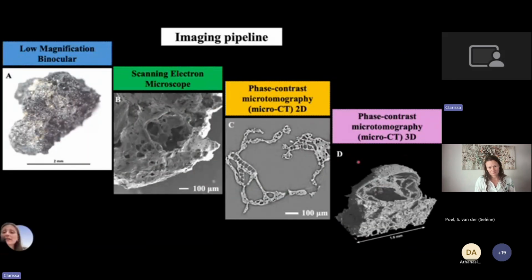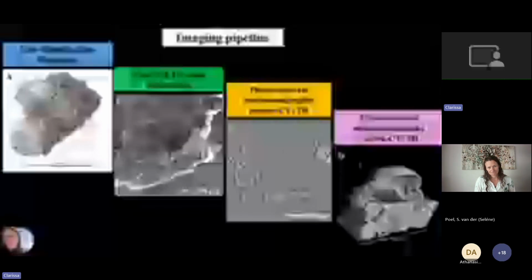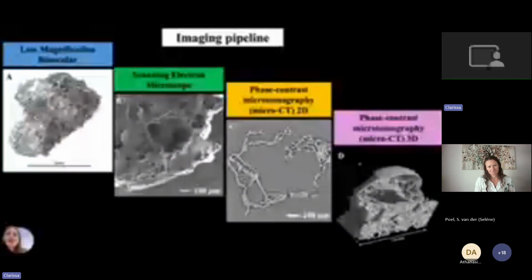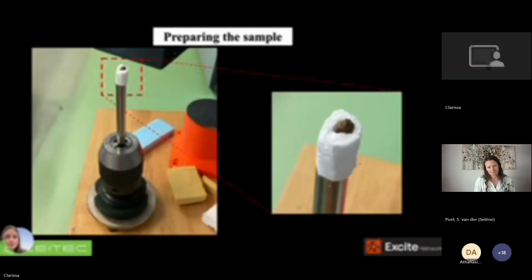The imaging pipeline consisted of going from a low magnification, let's say a binocular or a stereoscope, to the scanning electron microscope, so the SEM, and then using microtomography to document these things and create a sort of database of what this reference collection might look like.